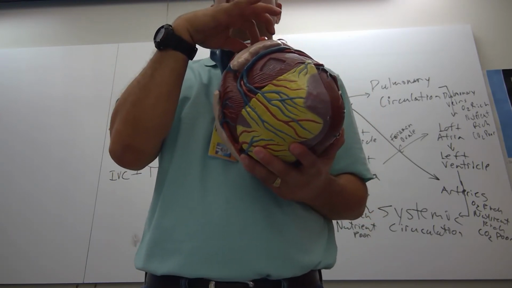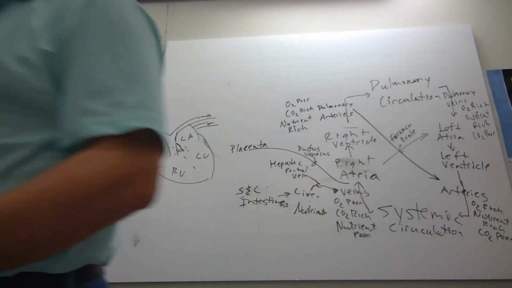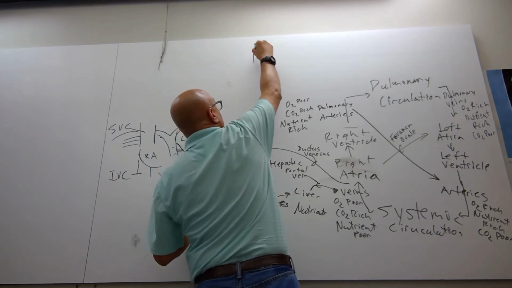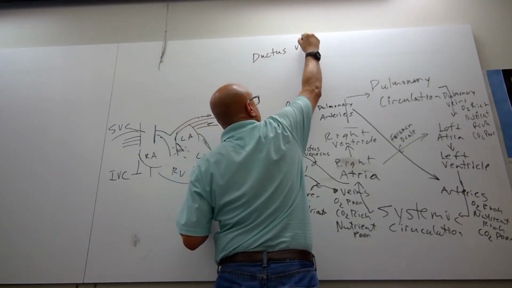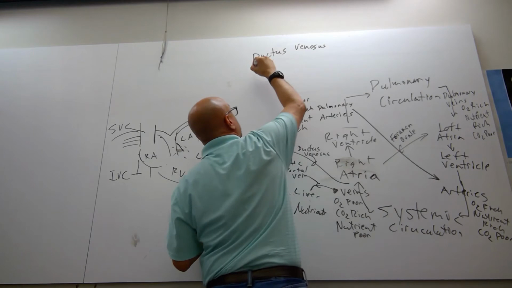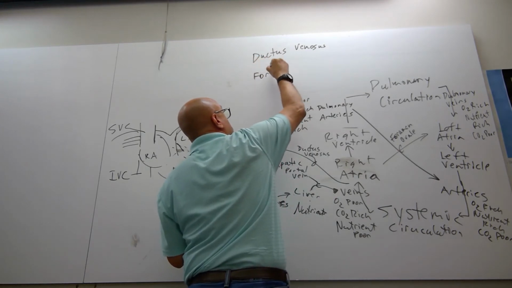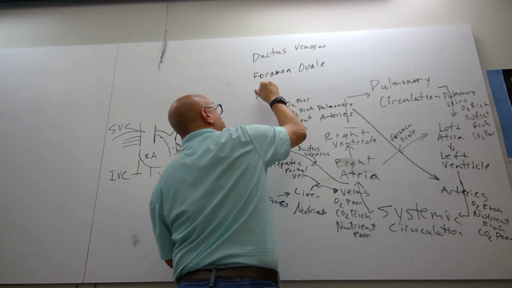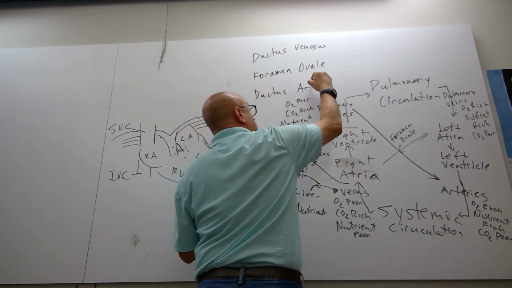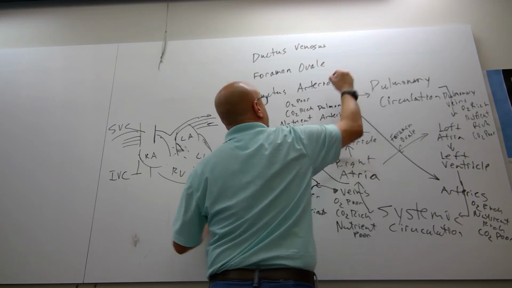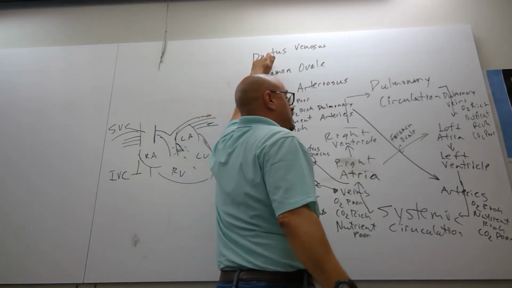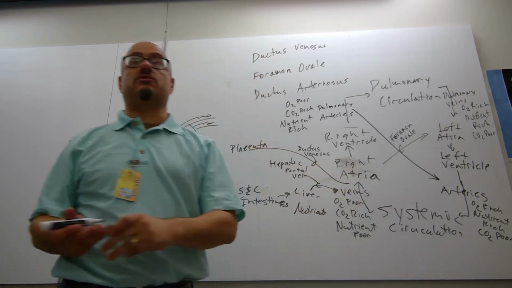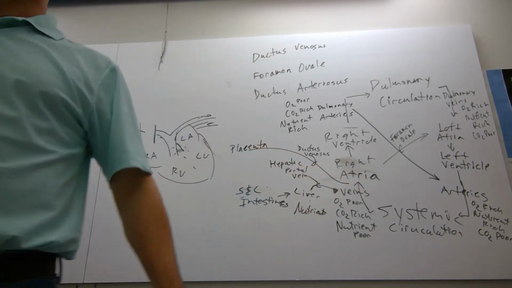arteriosus. Everybody hear me? So there's 3 fetal bypasses. 1, the ductus venosus. 2, the foramen ovale. 3, ductus arteriosus. The ductus venosus bypasses the liver and puts nutrient-rich blood directly into the atria, or into the inferior vena cava, which then leads into the atria.